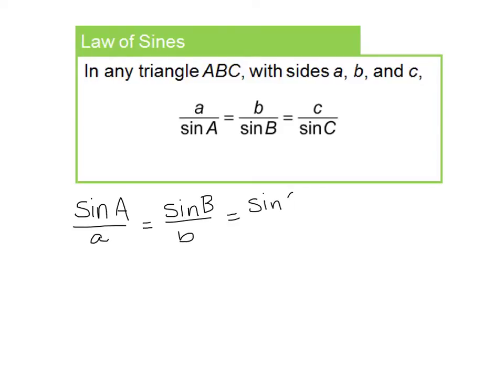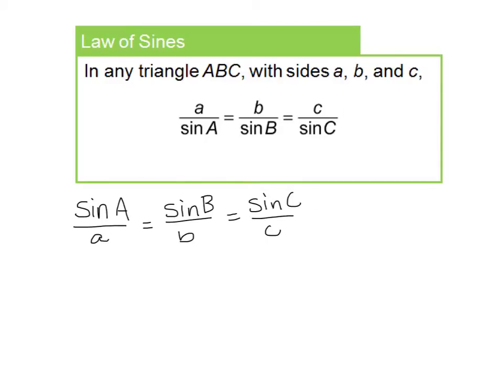of C over c. Anytime that you're looking for either an angle or a side, you can use any two ratios. So here we use A and B, you can use B and C, or you can use A and C. It depends on the information you're given and the information that you're looking for. You can write the law of sines either way.